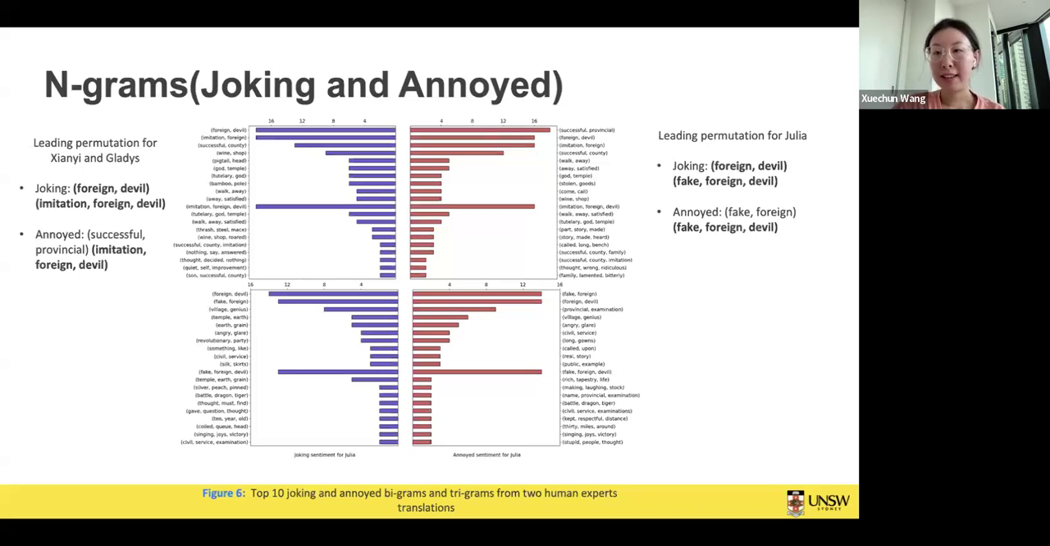Moreover, since joking and annoyed are over-reported across the 9 chapters, we'll also show the top 10 joking and annoyed bigrams and trigrams in the 2 human expert translations in order to evaluate the keywords of the joking and annoyed sentiments. Overall, it's interesting to note that "imitation foreign devil" is the leading phrase in both joking and annoyed sentiments for the Xianyi and Gladys version, and "fake foreign devil" is the leading phrase in both for Julia. It further illustrates that the expressions of joking and annoyed by the 2 human expert translations are generally similar, which means the 2 translations are similar in sentiment analysis.